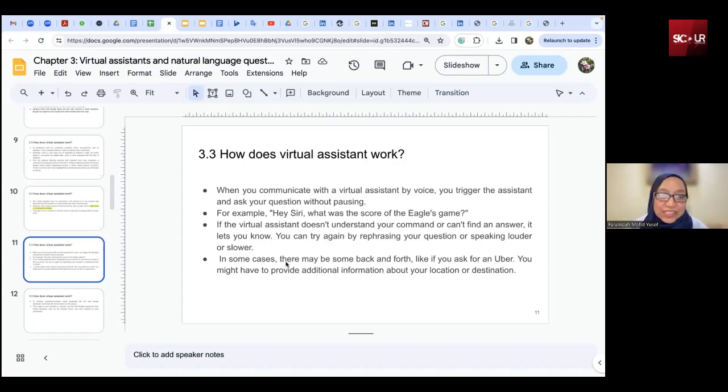So in some cases, there may be some back and forth. Like you ask for an Uber, so you might have to provide additional information about your location and destination.